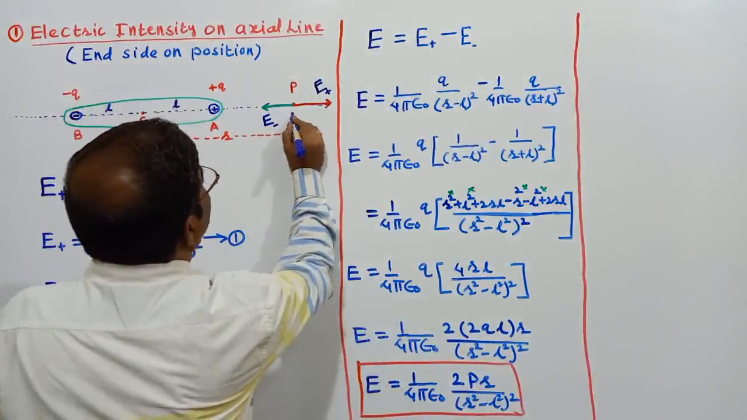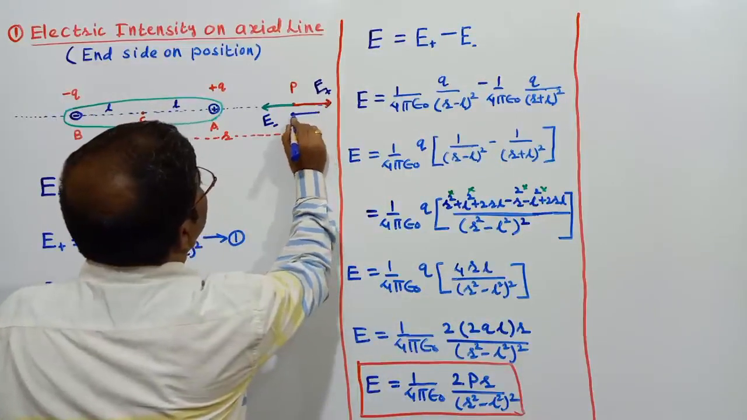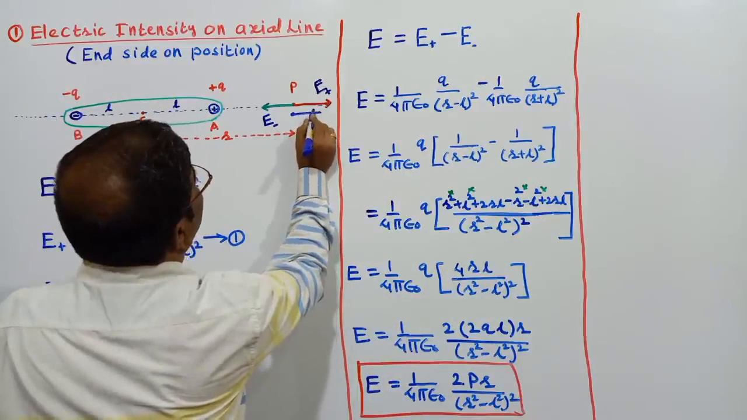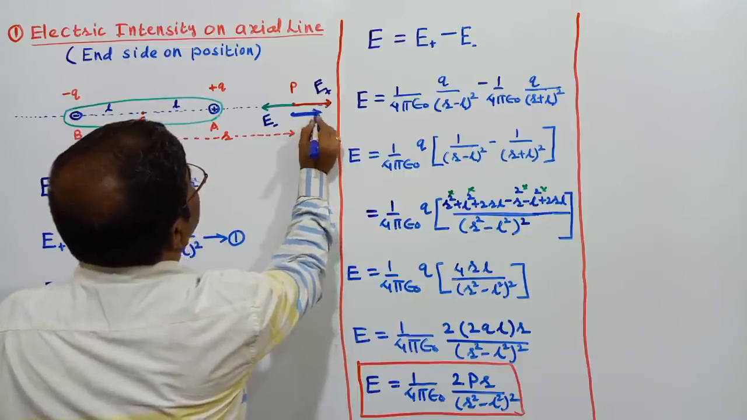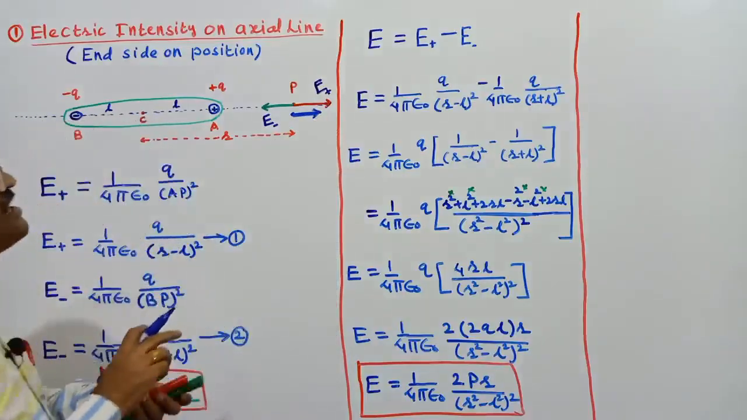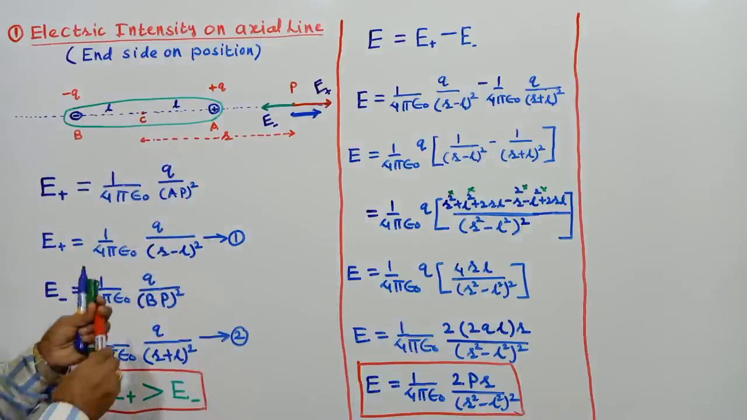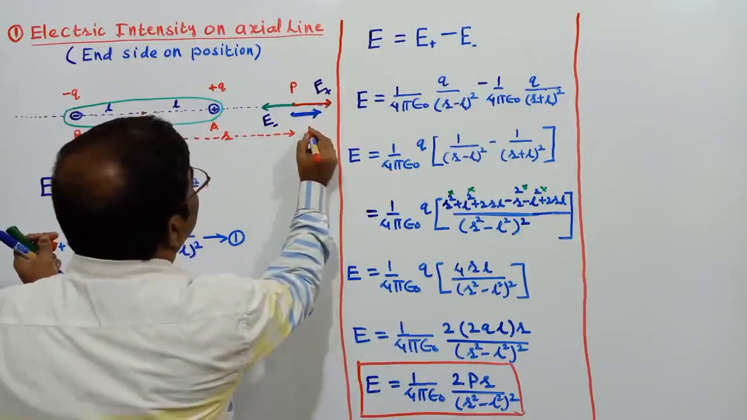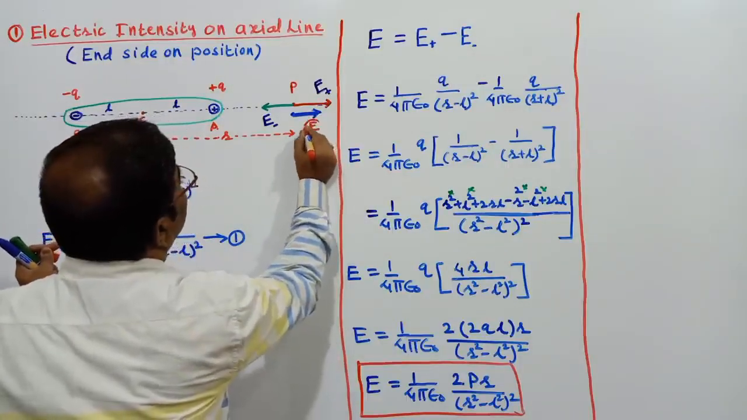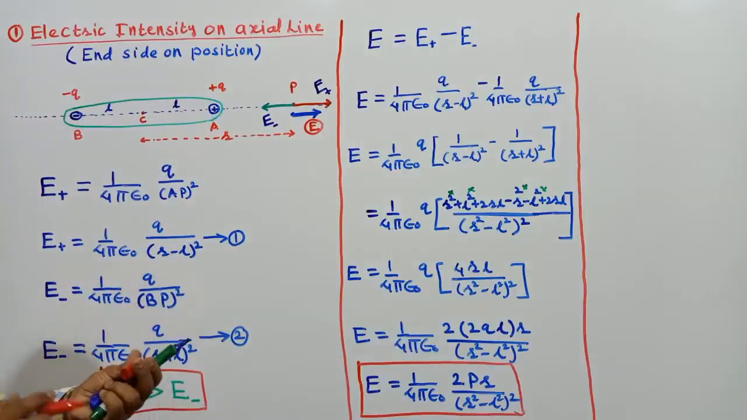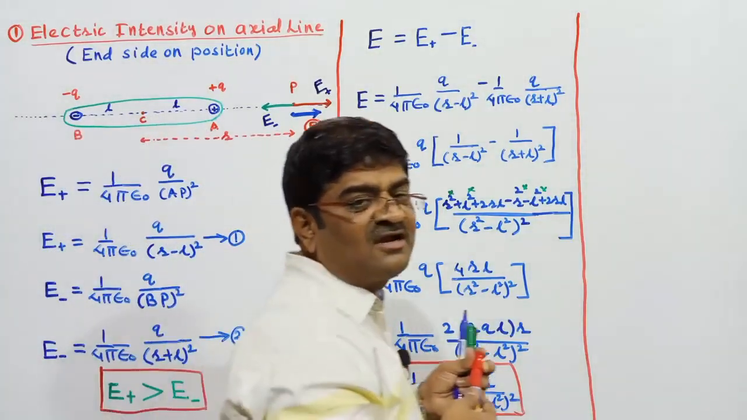So the resultant electric intensity, whatever I have got here, actually I should show over here. But to avoid the complication, I will show like this. What I am getting is a resultant electric intensity at point P. E I have got E. And what is the direction of resultant electric intensity? In the direction of greater magnitude vector.